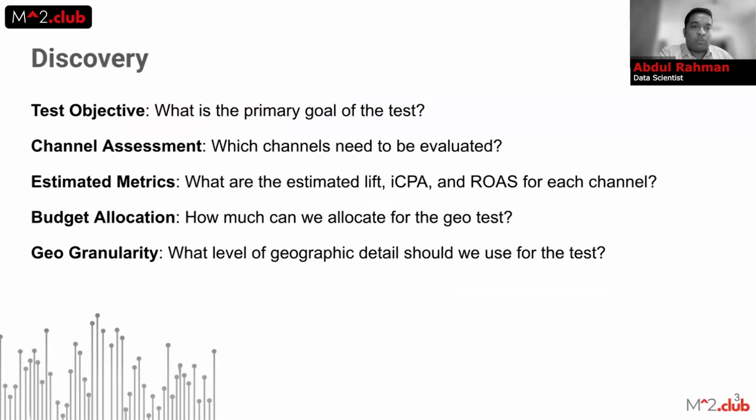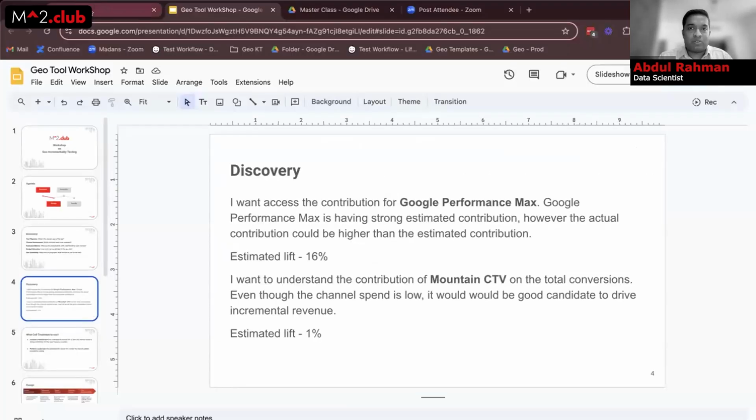The objective will involve the channels that we need to test. Then we find the estimated metrics. And finally, we need to understand which geo granularity we need to use for the test. So let's go to the portal.